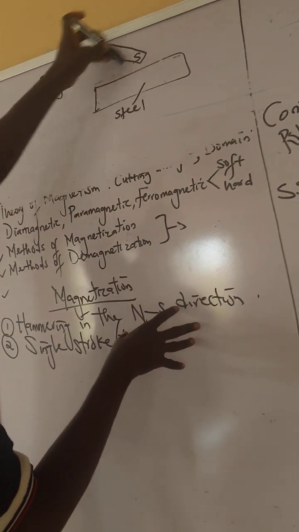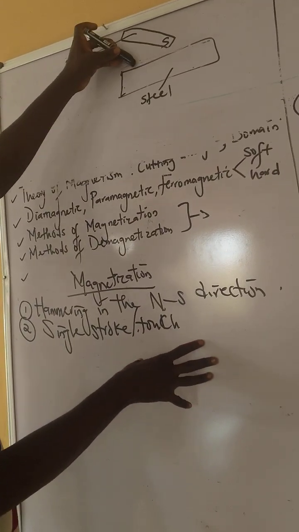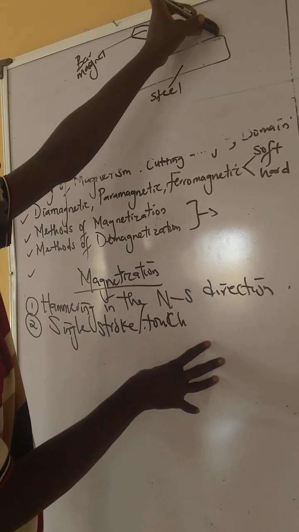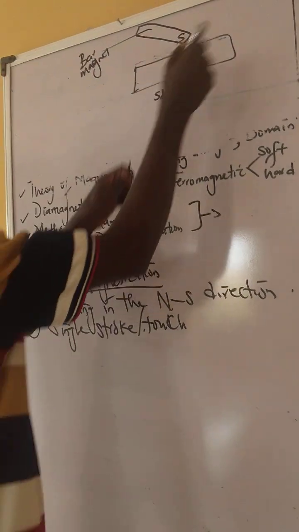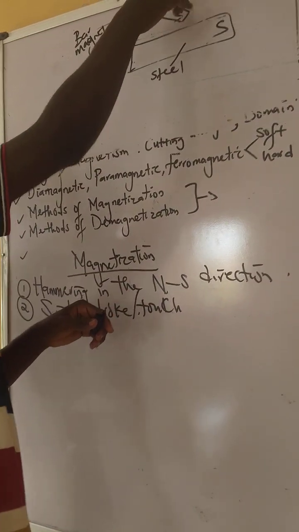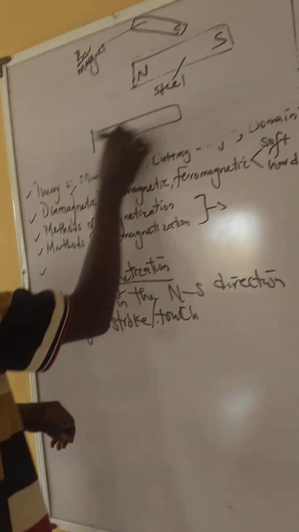So I'll be doing it like this. You can do it like that too. You'll be using that bar magnet. I'm starting from here, and since I'm starting from here, I'm dragging it backward. So this place will be the south, and this place will automatically be the north.